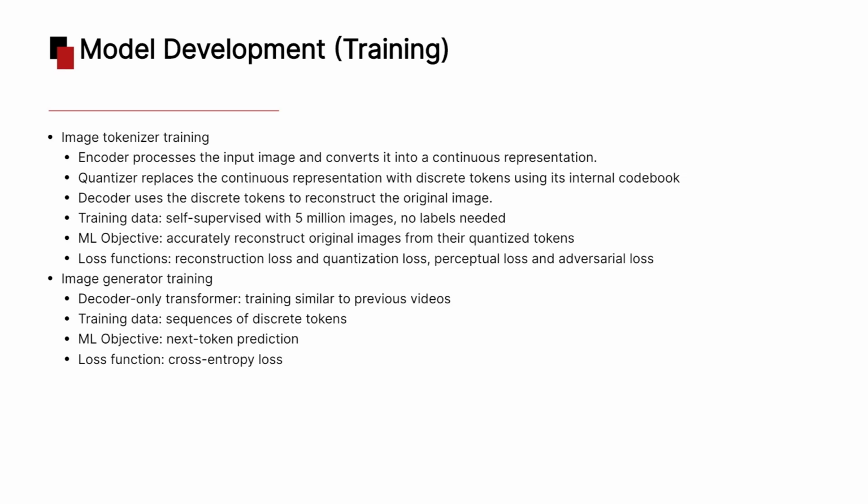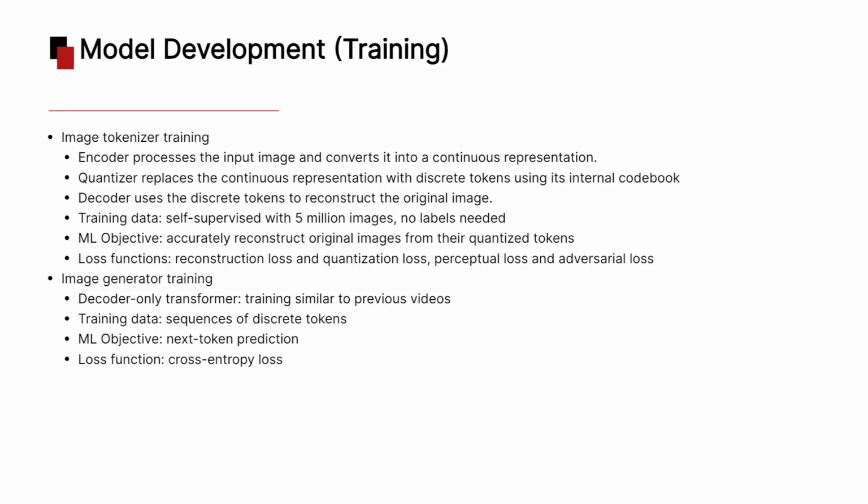In the model training stage, we have two major components to train: the image tokenizer and the image generator. First, for the image tokenizer training, our goal is to teach the model to convert an image into discrete tokens and then reconstruct it back with minimal quality loss.